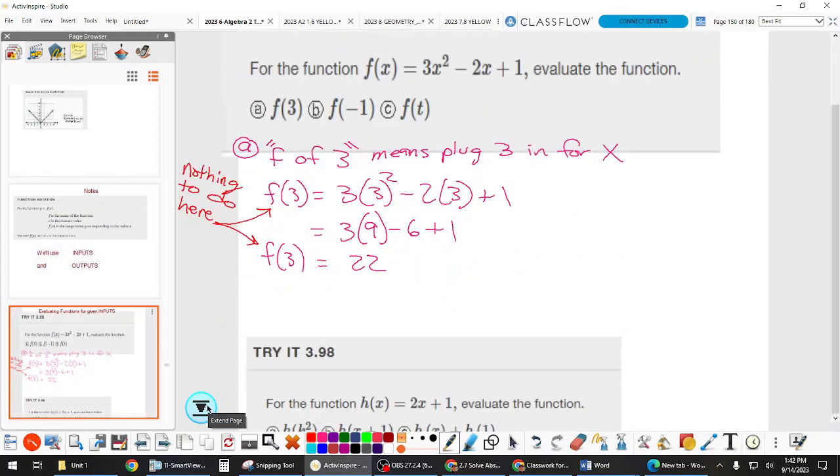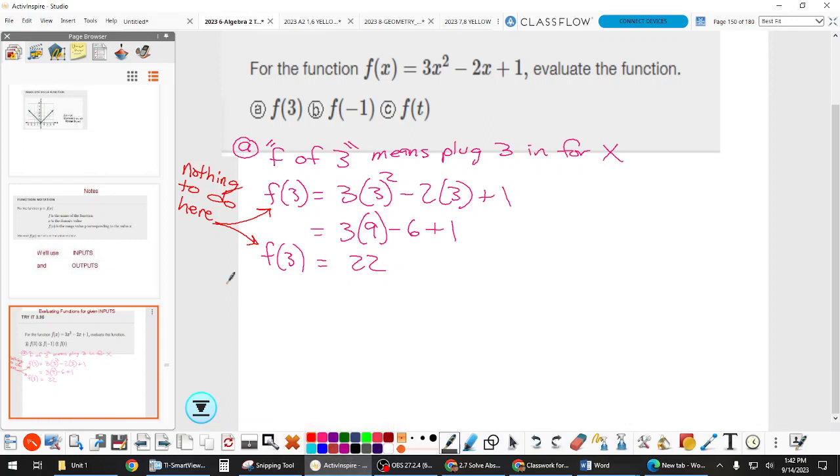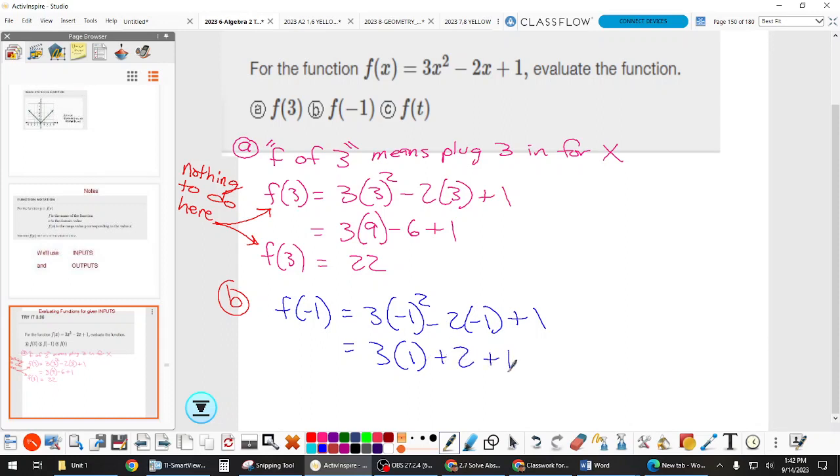How about negative 1? What do we do with negative 1? Just plug it in for the x, right? So negative 1 squared. Again, make sure you're using parentheses. What is negative 1 squared? Positive 1. So f of negative 1 is 6. It says take whatever you're given and plug it into your machine, your function machine, all right? Sure.